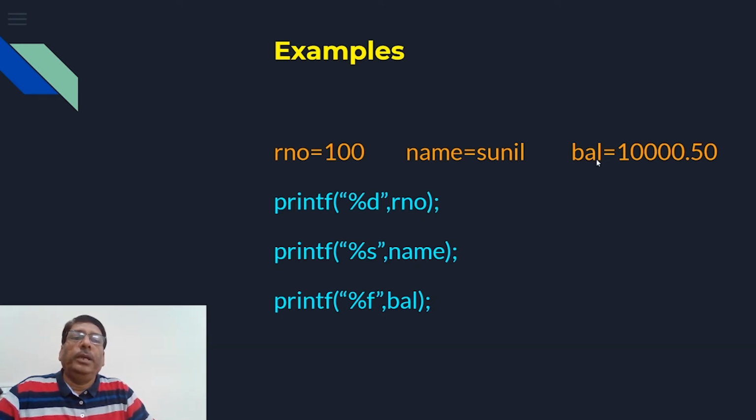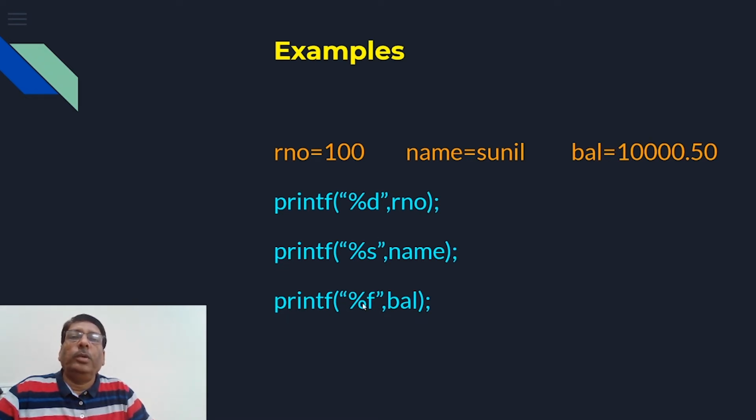If you want to display the value of the balance, which is in rupees and paisa, you can display it as printf. You can say %f and then you will write the name of the variable. This way you are going to display the values depending on the data type that is made use of.